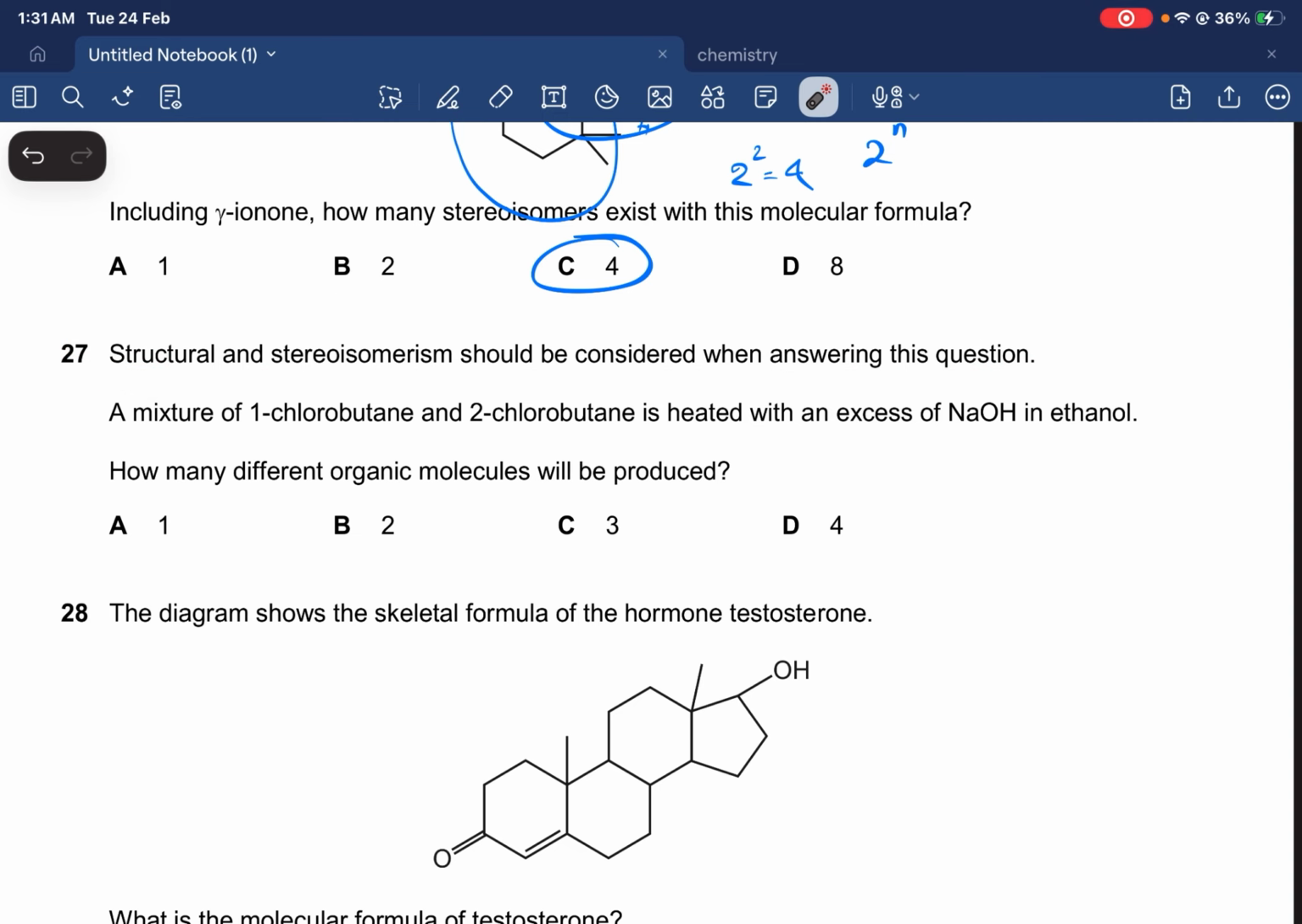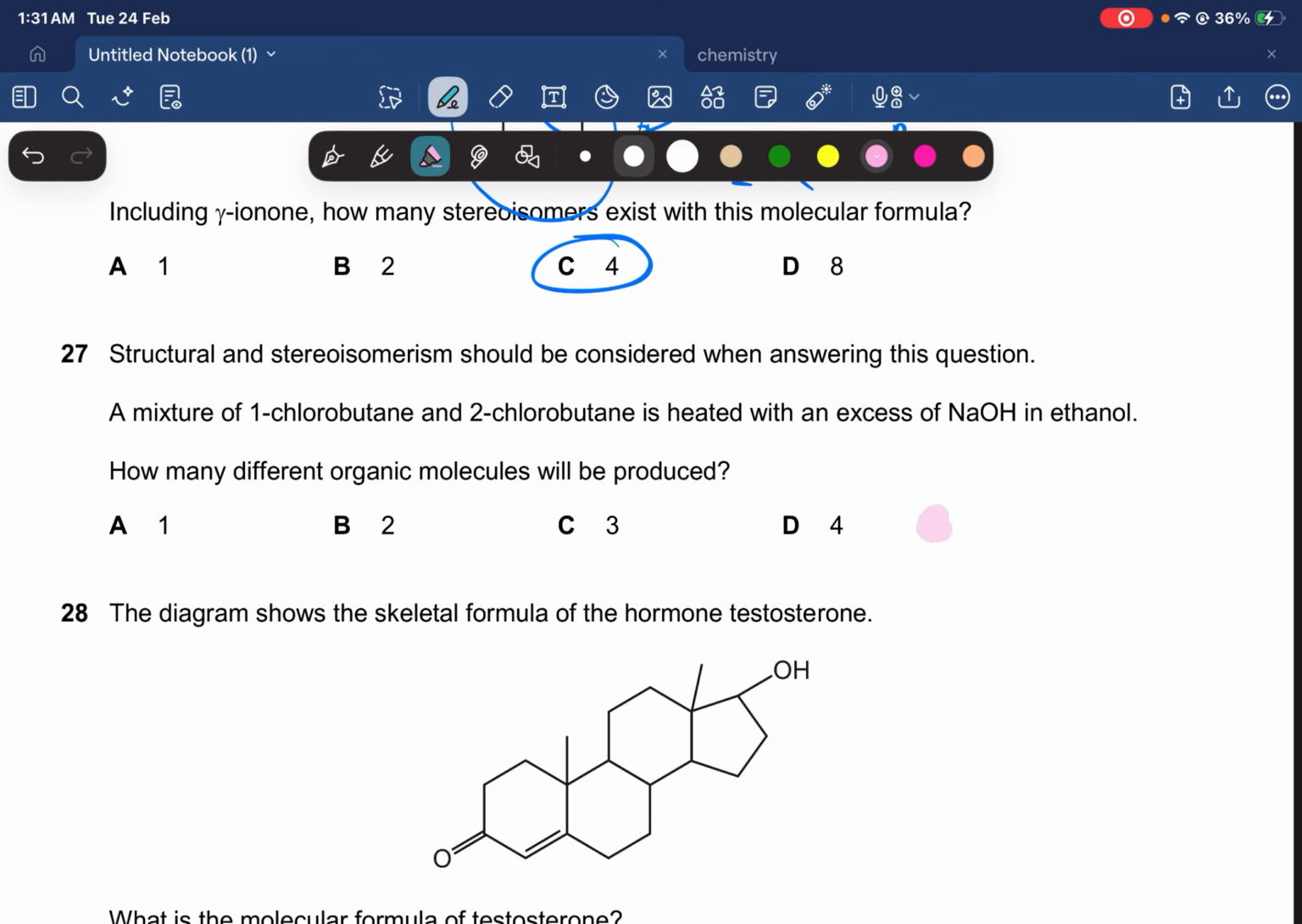A mixture of 1-chlorobutane and 2-chlorobutane are heated with an excess of NaOH. How many different organic molecules will be produced? 1-chlorobutane, that means 1, 2, 3, 4. Then there's a chlorine here. So if we add ethanolic NaOH, what's going to happen? Elimination, chlorine eliminated, double bond formed here.